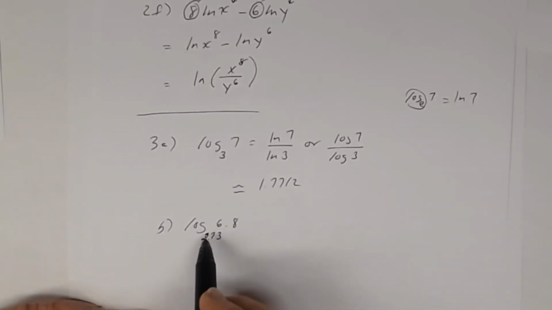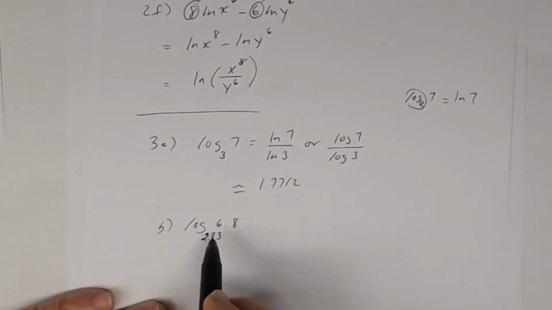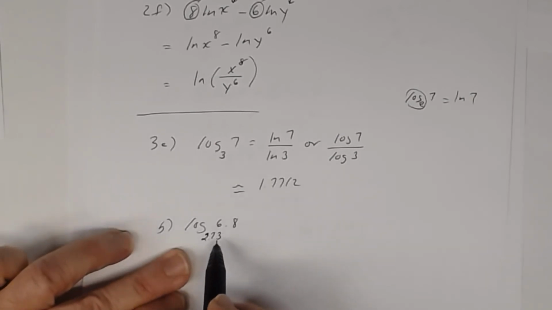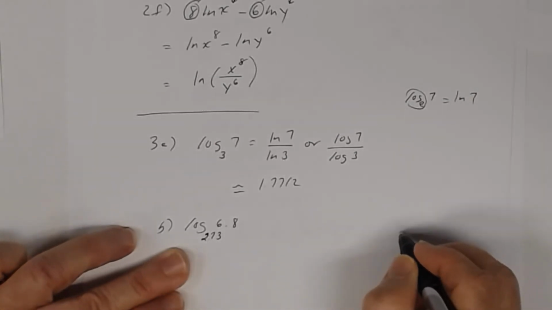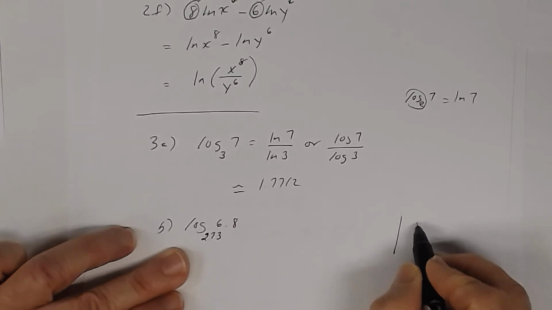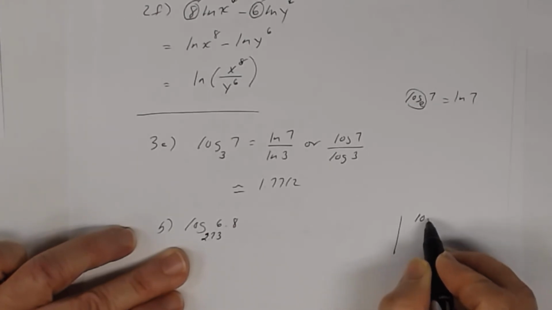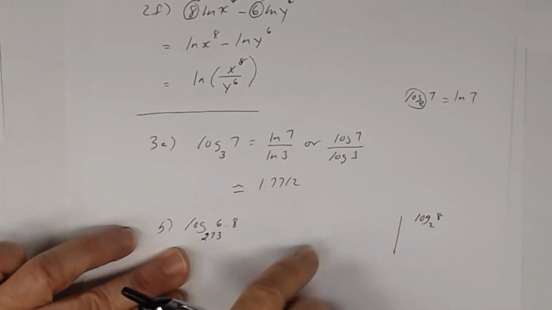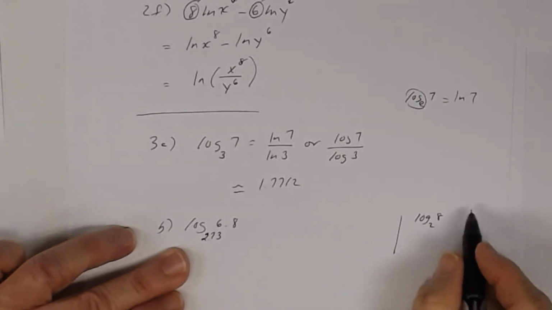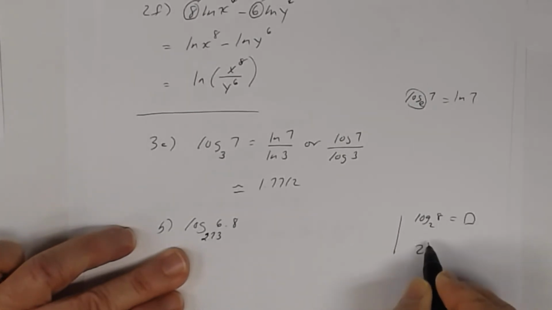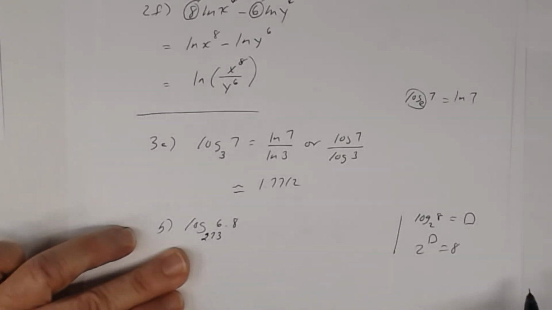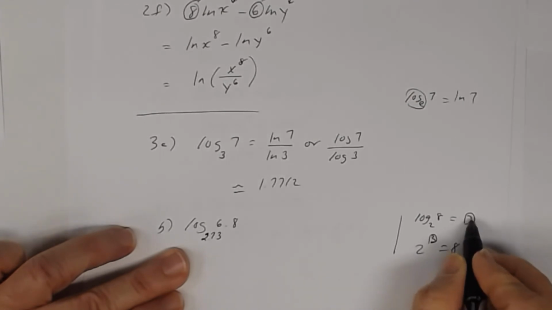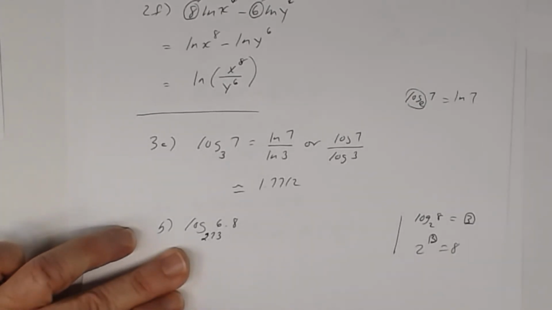All right, now looking at this, you can't determine this without using a calculator. So it's not as easy as this one. For example, if I had the log of 8 base 2, you don't need your calculator for that because you can determine that easily. Watch, 2 to what power is 8? Well, 2 to the third, right? So the answer there is 3.